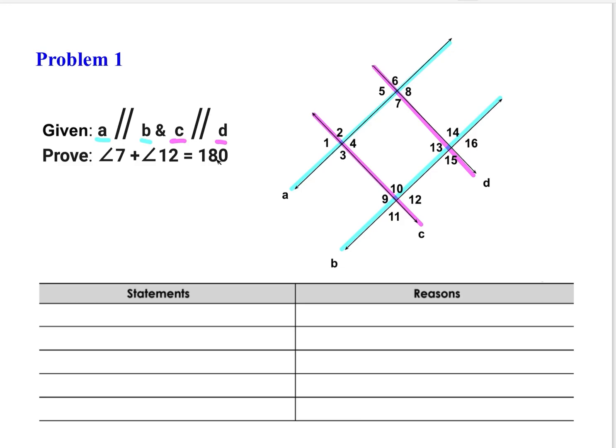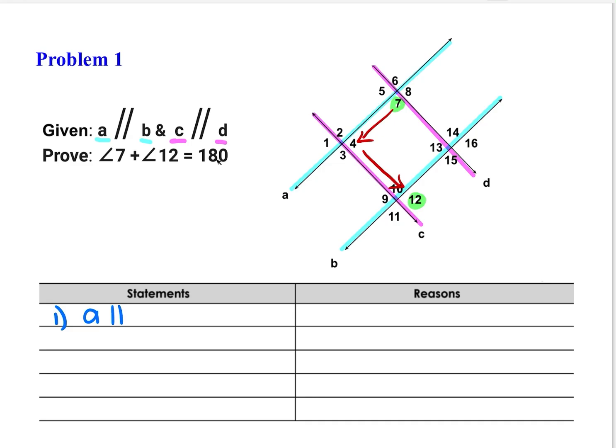Now, let's focus our attention on what we need to prove. We're to prove that angle 7 plus angle 12 is equal to 180. Now we need to make a plan. How do we make a plan? We need to introduce and make connections from angle 7 to angle 4. Why? Because angle 4 and angle 12 have a relationship, and that's what we are going to talk about in this proof.